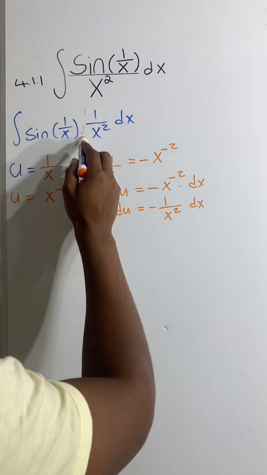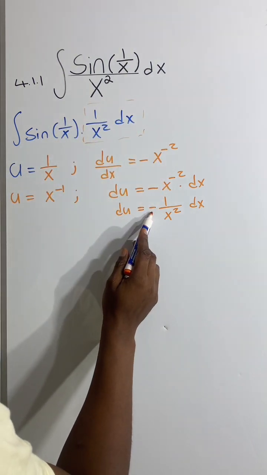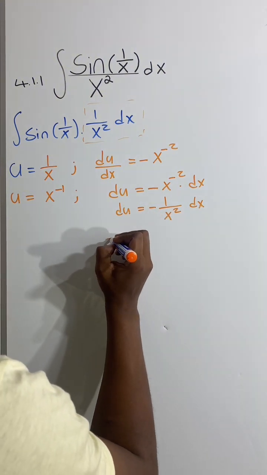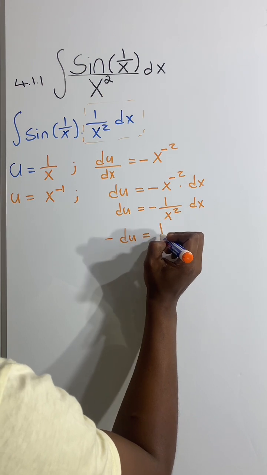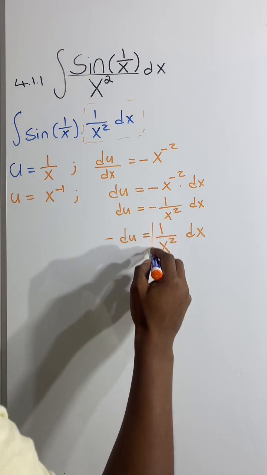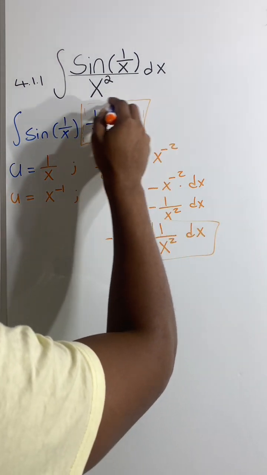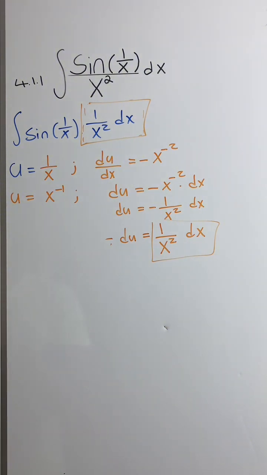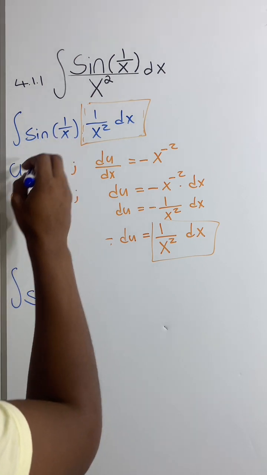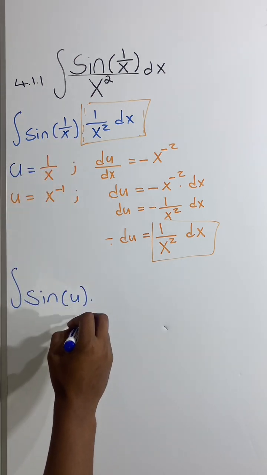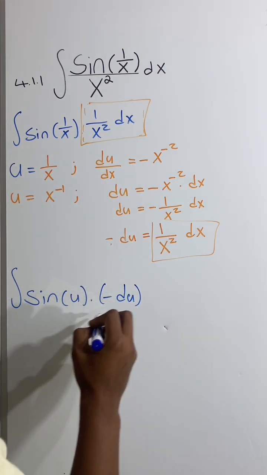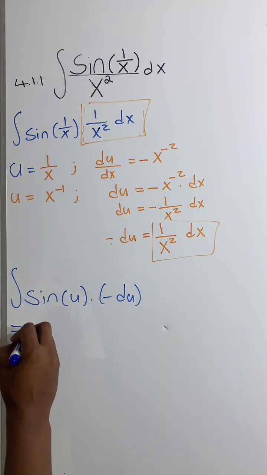dx. We have 1 over x squared dx there without the negative sign, so let's try to mirror this. Based on that, we multiply both sides by negative, and the negative du will be equal to 1 over x squared dx. So in the place of 1 over x squared dx, we'll substitute negative du. So our integral, sine of 1 over x will be substituted with u, and 1 over x squared dx will be substituted with negative du. We choose to write the negative out of the integral.